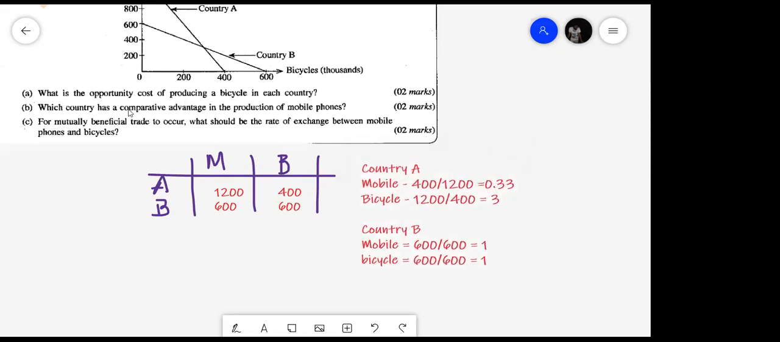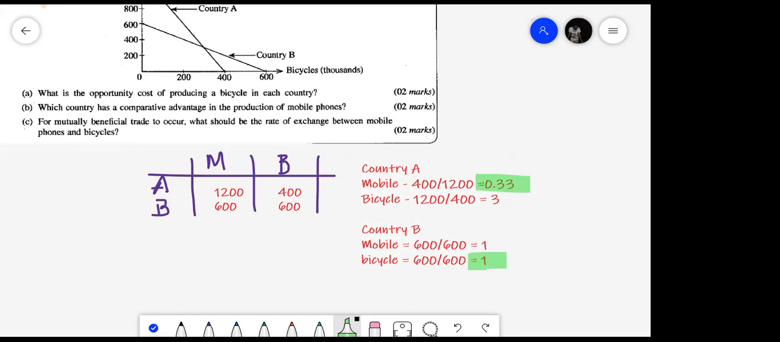Then if you look at part B, which country has a comparative advantage in mobile phones? If you take mobile phones, country A's opportunity cost is 0.33, country B's opportunity cost is 1. So who has the lower opportunity cost? It's country A. To produce a mobile phone, they have to give up only 0.33 units of a bicycle. And for bicycles, obviously it has to be the other country, country B. So that is also done.